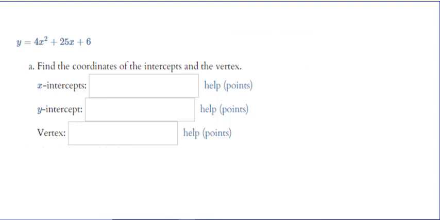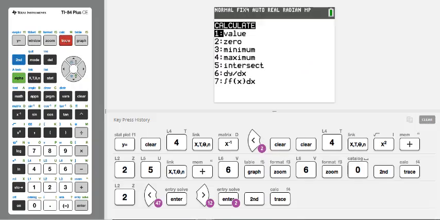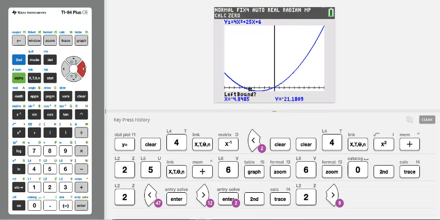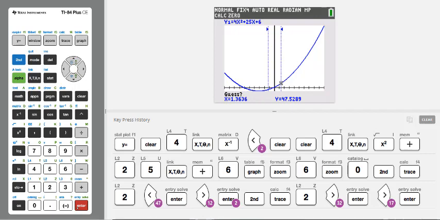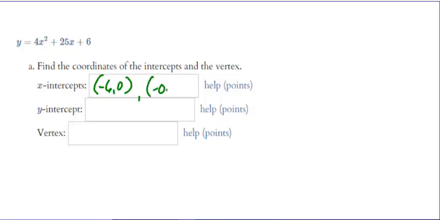So let's go back over here. All right, let's go grab the other one. Well, again, we'll go second trace 2 for zeros. We're going to move this over till we come, and we'll go create a left bound. Okay, right there, enter. You go on this above it and create enter. Now we've got it where it crosses the x-axis in between my left and right bound, which is what I want, and then hit enter again. So it'd be negative 0.25, 0. So negative 0.25 comma 0. So those are my x-intercepts, okay?